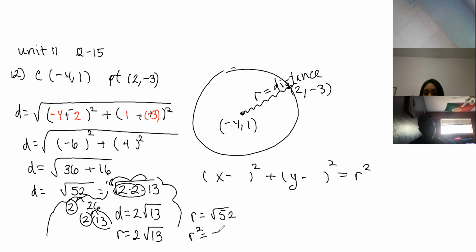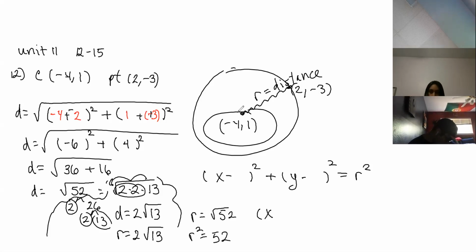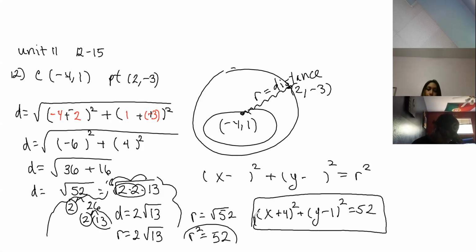52. So what would our final equation look like? If the center is (-4, 1), what would the final equation look like? X minus 4 or plus 4? Plus 4. And then y minus 1 or plus 1? Minus. Quantity squared equals r squared, which we just figured out was 52. Oh, did I lose a number there? Is that a 4? Yeah. And that there is your answer.